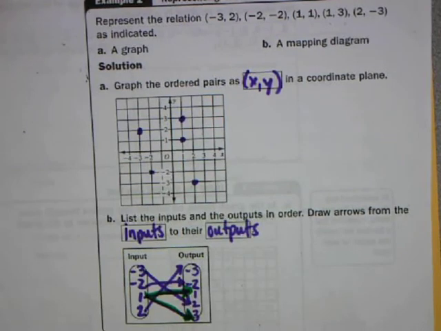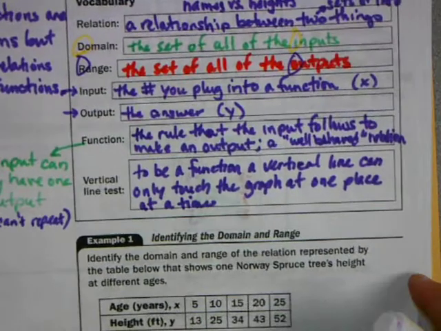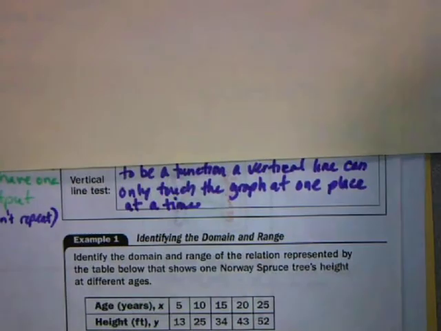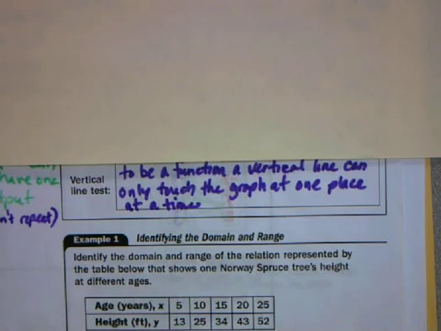And that gets us to the definition that we skipped on the previous page. So we're going to go back there right now, and we're going to put in vertical line test. To be a function, a vertical line can only touch the graph at one place at a time.